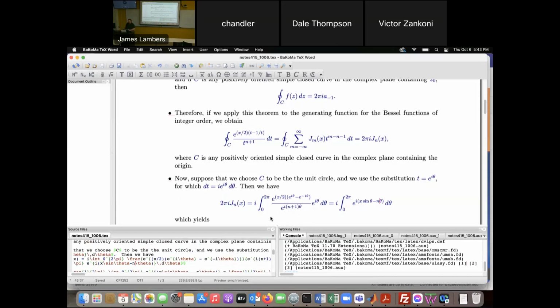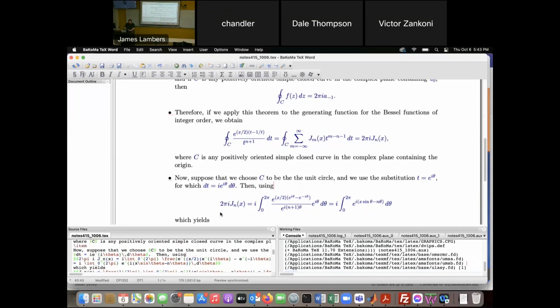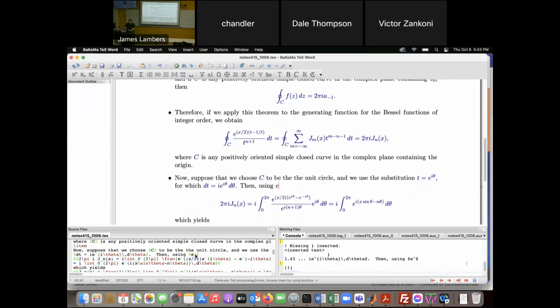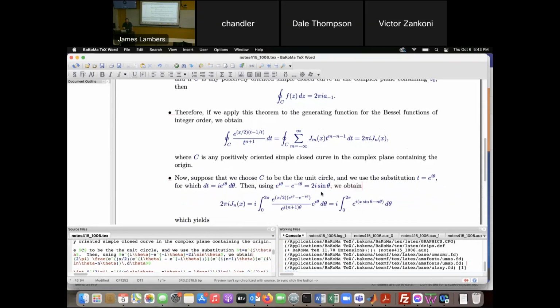I know a lot happened on this slide, so I can do the most important thing, the one key step that does all this. Any questions about how we got here?